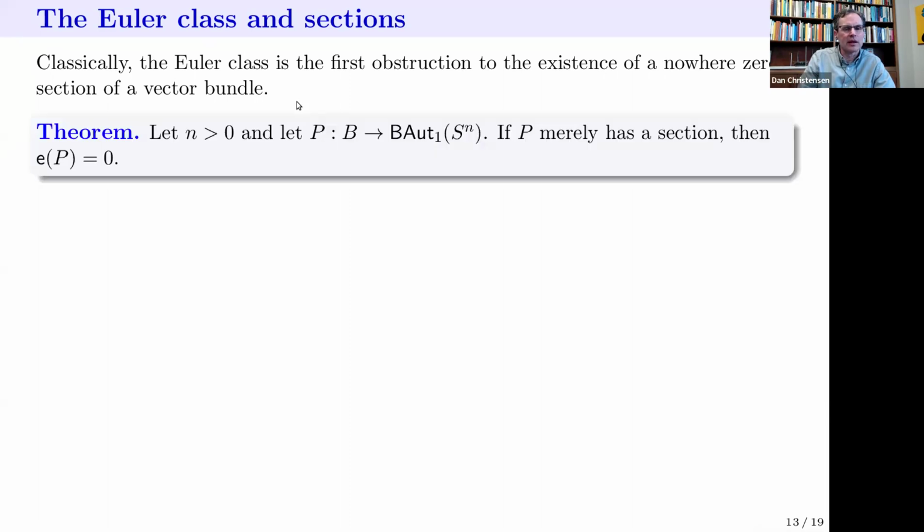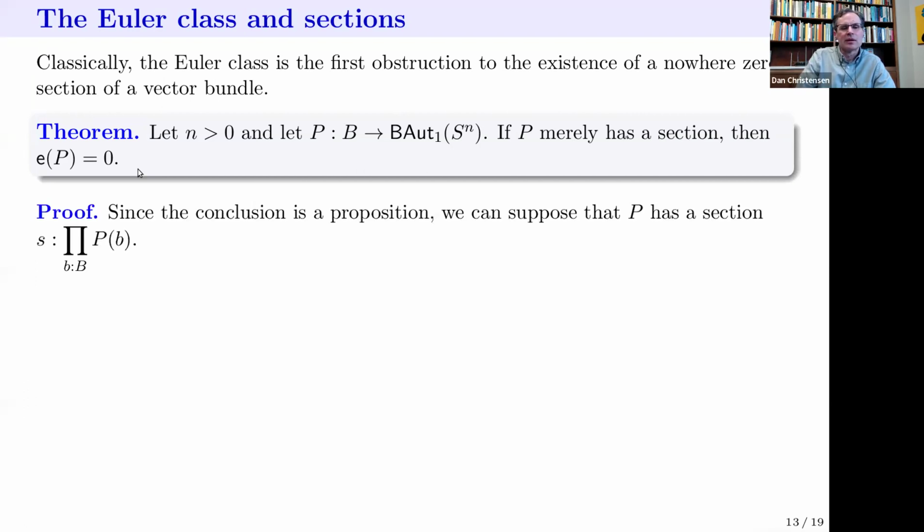So the Euler class should be related to whether or not a sphere bundle has a section. The first result, in one direction, says that if you have an oriented sphere bundle, and if it merely has a section, then the Euler class is 0 in cohomology. So let me sketch that. This is an equality in a set, the cohomology set, so it's a proposition. So we can assume that P actually has a section.